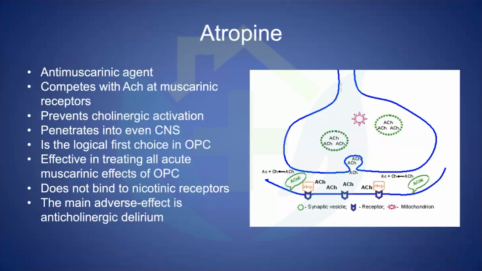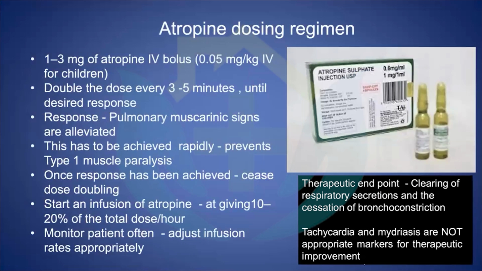How does atropine work? It is an antimuscarinic agent that competes with acetylcholine at the muscarinic receptor and prevents cholinergic activation. Parenterally it even penetrates into the CNS, so logically it is the first choice in OPC, and it does not bind to nicotinic receptors. The main adverse effect is anticholinergic delirium. Atropine dosing is 1 to 3 milligrams IV bolus, or 0.05 milligram per kg IV for children. Double the dose every 3 to 5 minutes until the desired response.